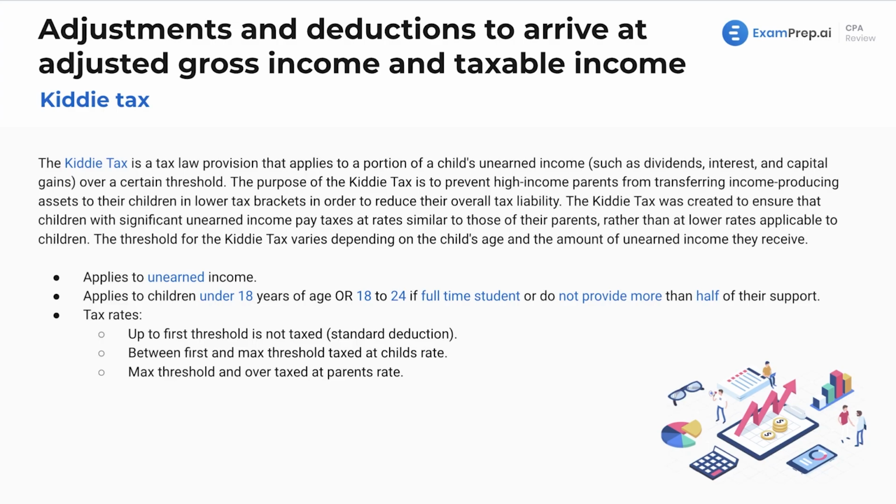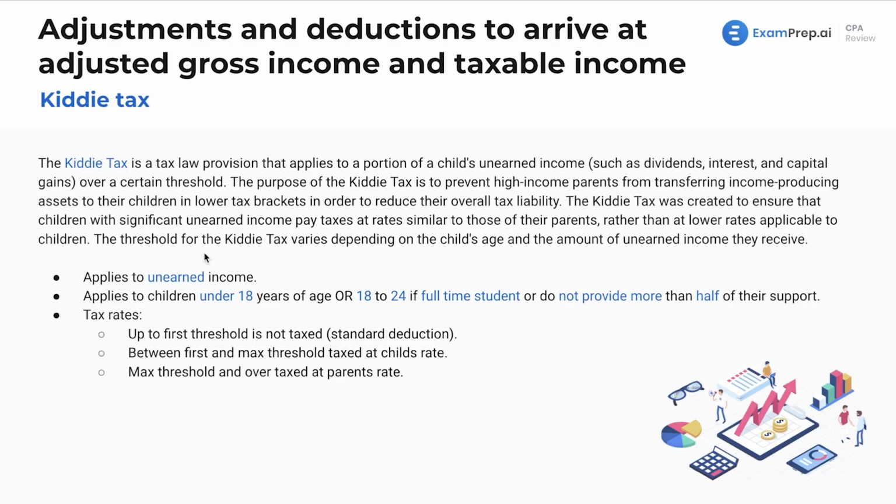It applies to a portion of a child's unearned income, which are dividends, interest, capital gains over a certain threshold. The purpose of the Kiddie Tax is to prevent those higher income parents from transferring income producing assets to their children in lower tax brackets in order to reduce their overall tax liability. Now, this was created to ensure that children with significant unearned income pay taxes at rates similar to those of their parents, rather than at lower rates applicable to the children.